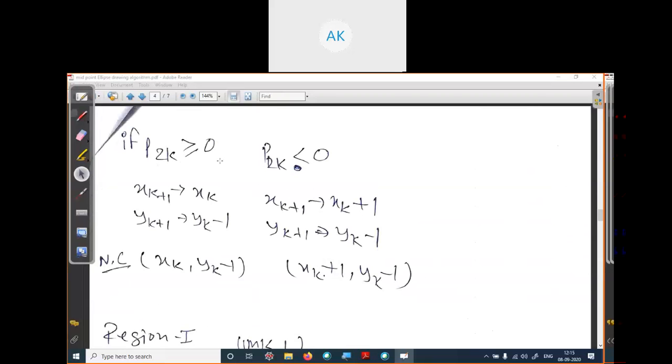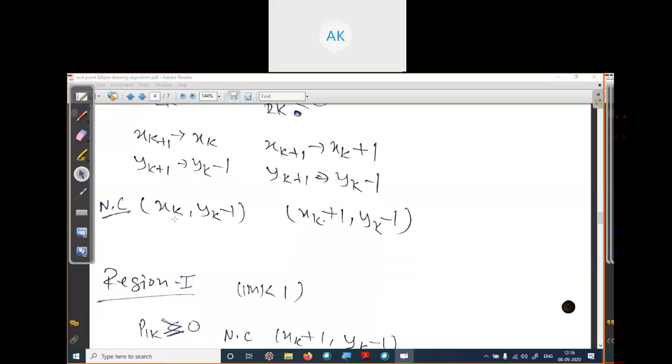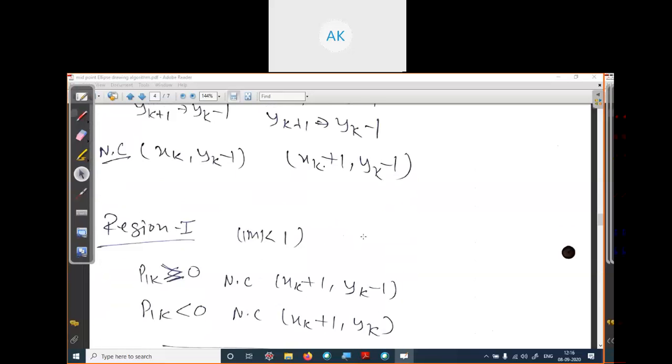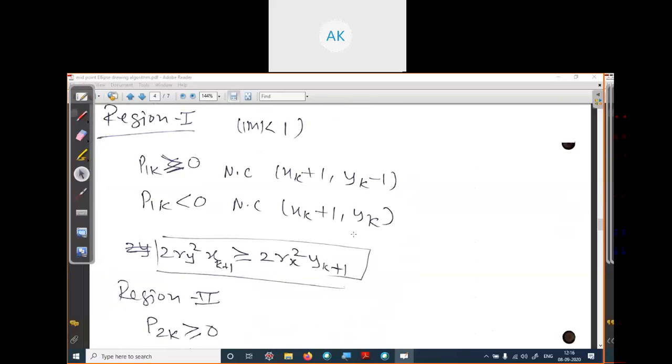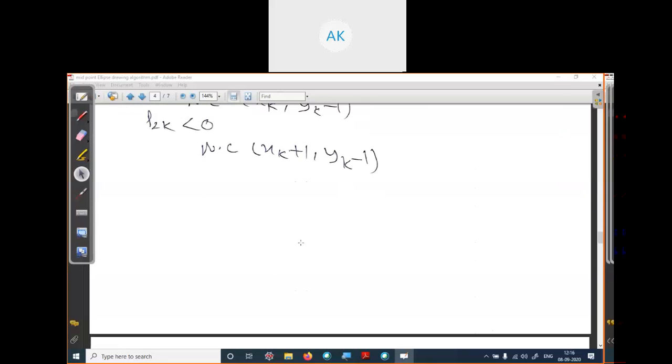If your decision parameter value in region 2 is greater than or equal to 0, your next point in x, xk plus 1, is equal to xk, and yk plus 1 will be yk minus 1. And when your next decision parameter is less than 0, your xk plus 1 will be xk plus 1, and yk plus 1 will be yk minus 1. This is the next possible coordinates. We have calculated all these. So if you have any doubt, please ask.